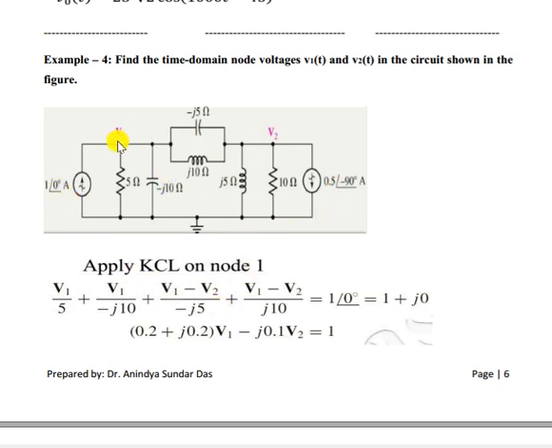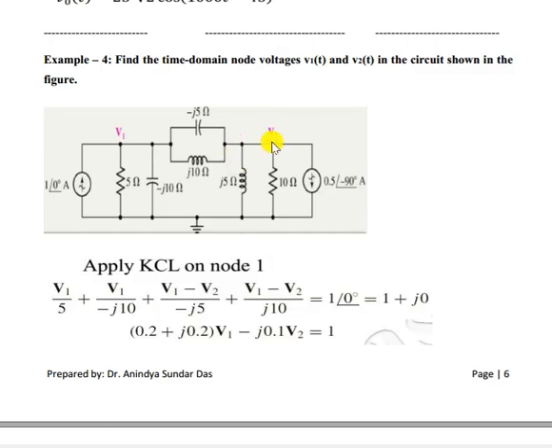So if we apply KCL at node 1, what we can write? That is V1 by 5, V1 by minus J10, then V1 minus V2 by minus J5, V1 minus V2 by J10 equals to 1 at angle 0. This can be written in Cartesian form as 1 plus J0. That means current is entering and all other currents are leaving. So if you solve it, you will get this particular result.